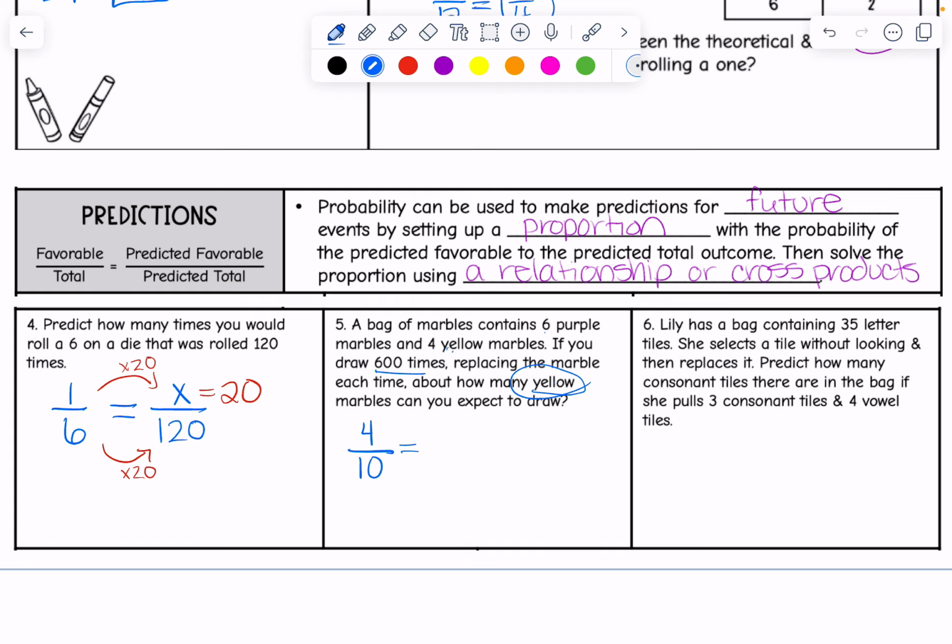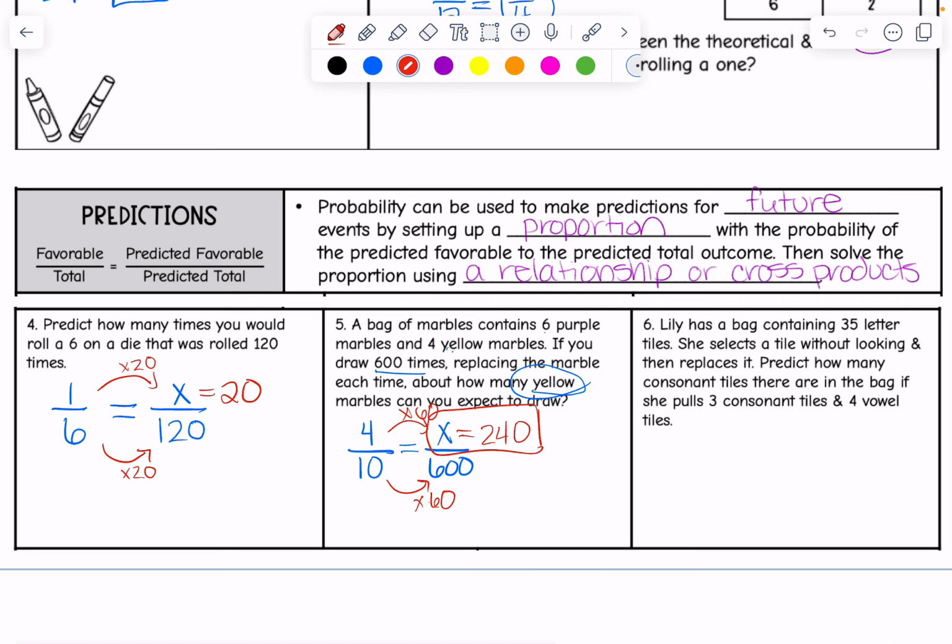Technically that could be simplified, but I don't need to simplify it because I'm just comparing it, and I'm going to use it to help me figure out how many times out of 600 I would expect to get yellow. So here's my proportion for that. You could use cross products to solve here. In this case, I noticed that 10 times 60 equals 600, so 4 times 60 would equal 240. So I would expect to draw a yellow 240 times out of the 600.